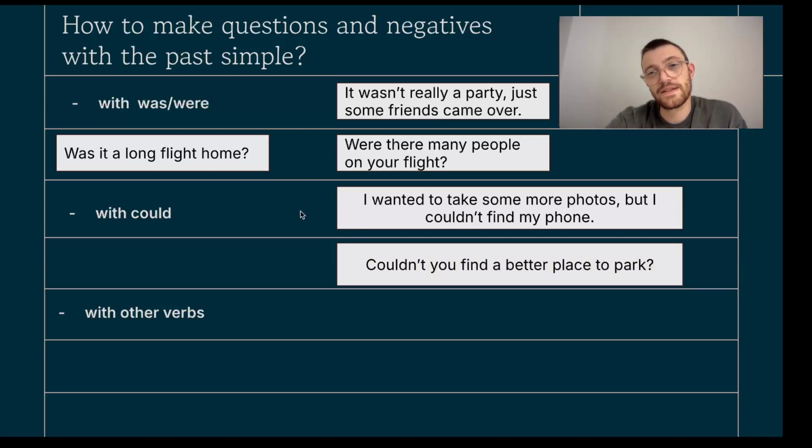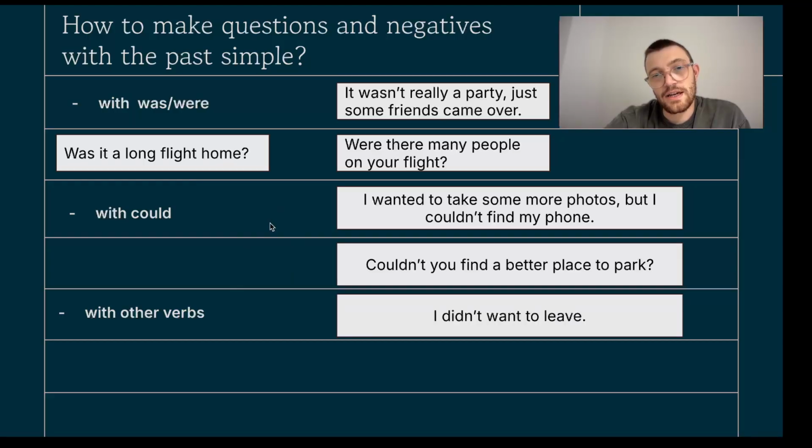Couldn't you find a better place to park? Right? So yeah. Okay. The other thing is that you can use did or do, right? I didn't want to leave, right? One thing that maybe you might be tempted to say would be, I wanted not to leave. And we just don't say that in English. You need to use an auxiliary verb.